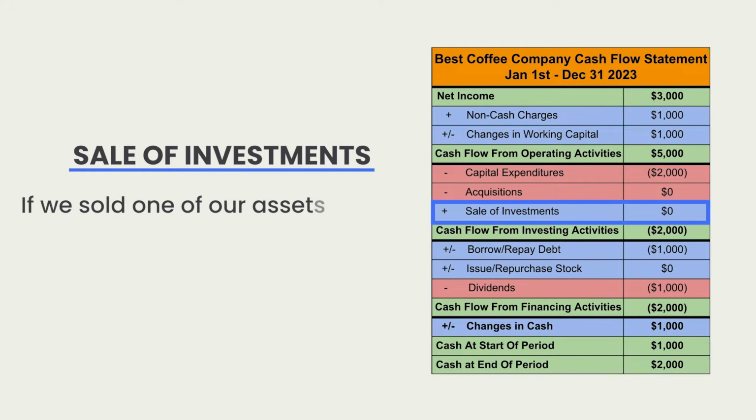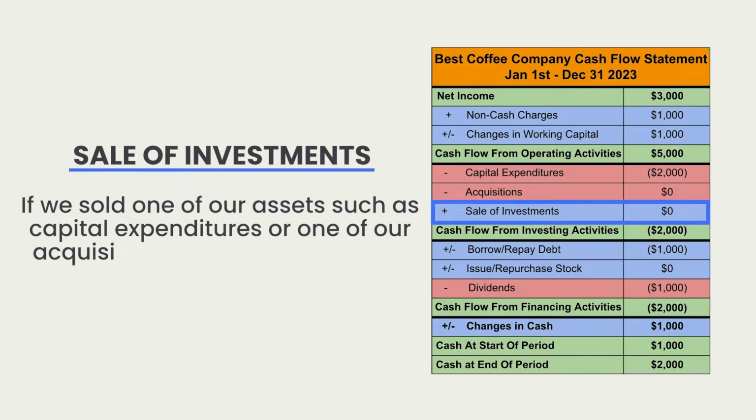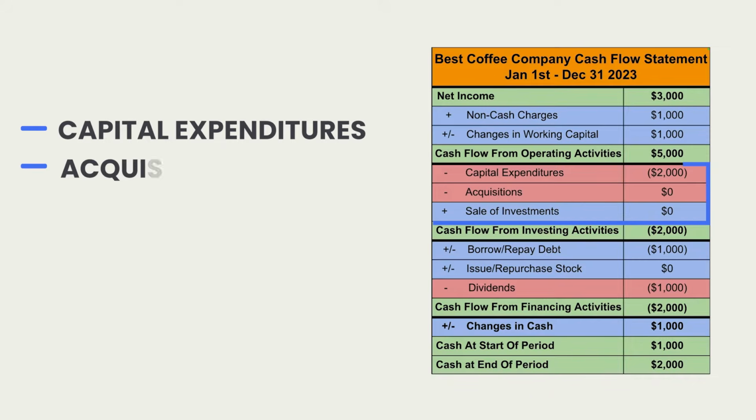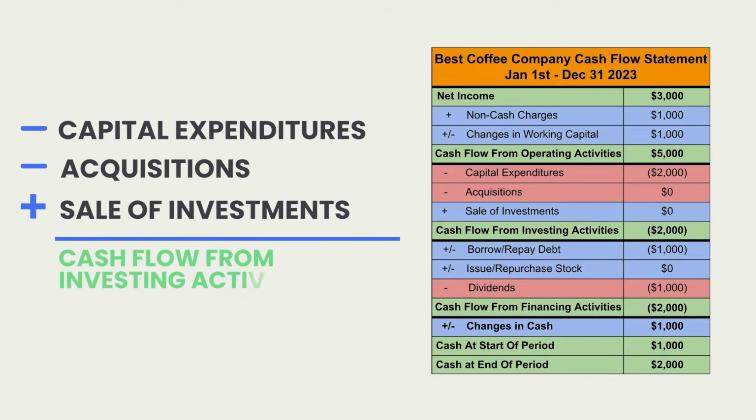The final item here would be sale of investments. So if we sold one of our assets, such as capital expenditures or one of our acquisitions, that would generate cash due to investing. The next thing we do is we add up all of the sources of cash from investing activities, we add them together.